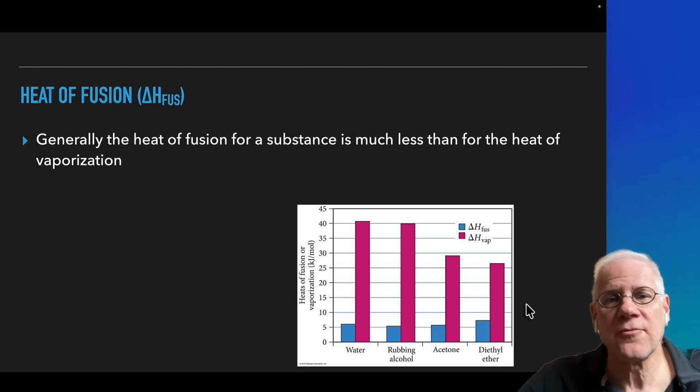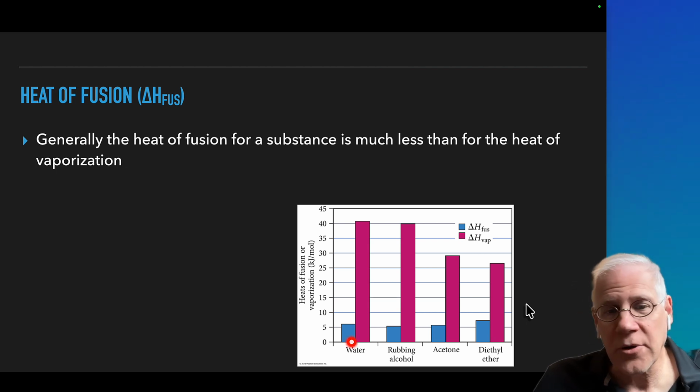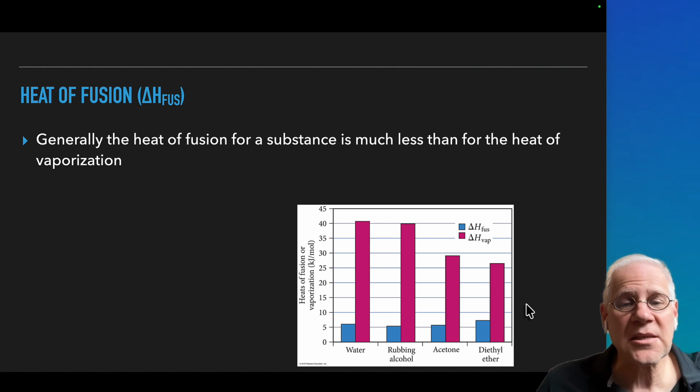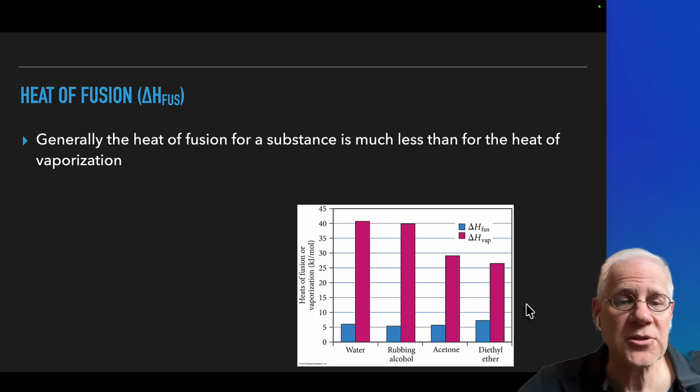Generally, the heat of fusion for a substance is quite a bit less than the heat of vaporization. If we look at water here, the heat of fusion is around 6 something, and the heat of vaporization is up around 40.7. Rubbing alcohol, isopropyl alcohol, is also down around 6, and its heat of vaporization is up around 40. Acetone, right around 6, heat of vaporization just under 30. Diethyl ether, a little more at about 7, and its heat of vaporization is up over 25. So significant differences, and you have to take into account what's going on.